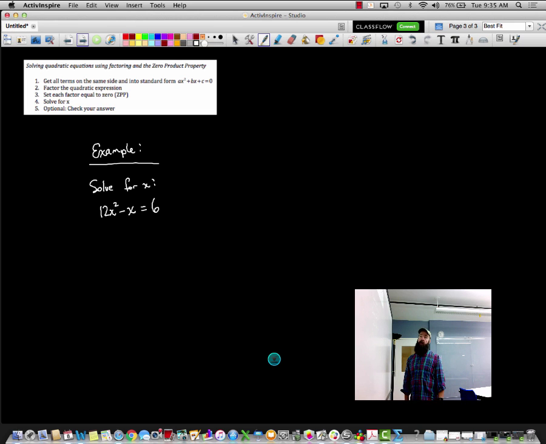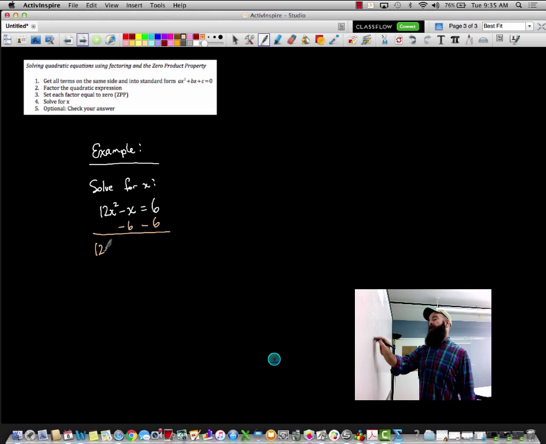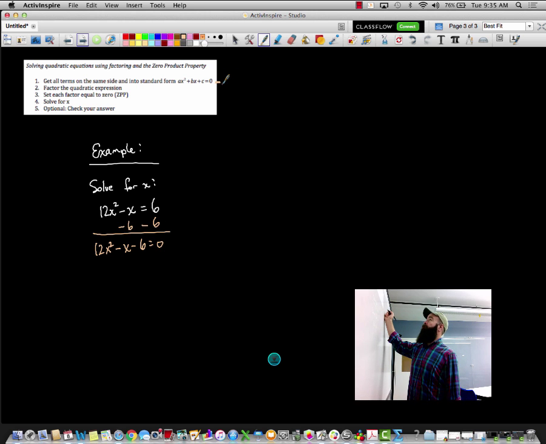Solving a quadratic equation using factoring and the zero product principle. First thing you must do is get all terms on the same side, otherwise the equation doesn't equal zero, so we couldn't use the zero product principle. So I'm going to subtract the constant to get it on the same side as everything else. And that's the first step.